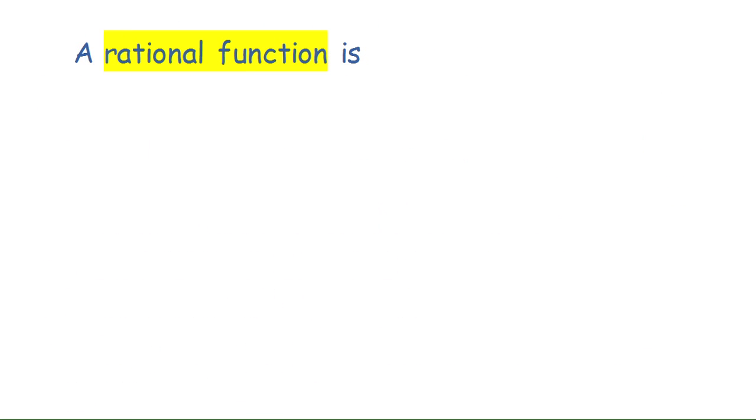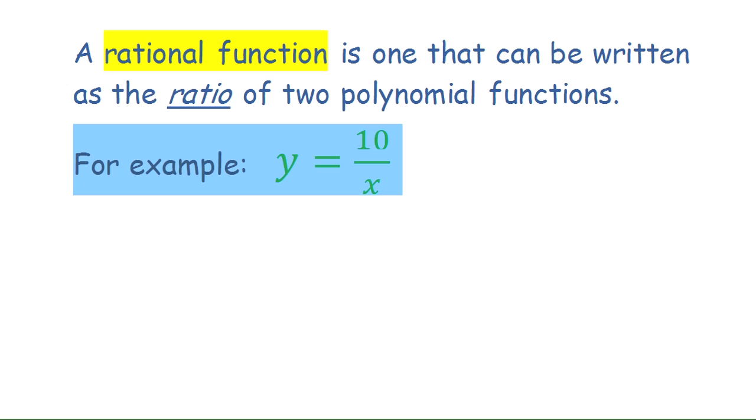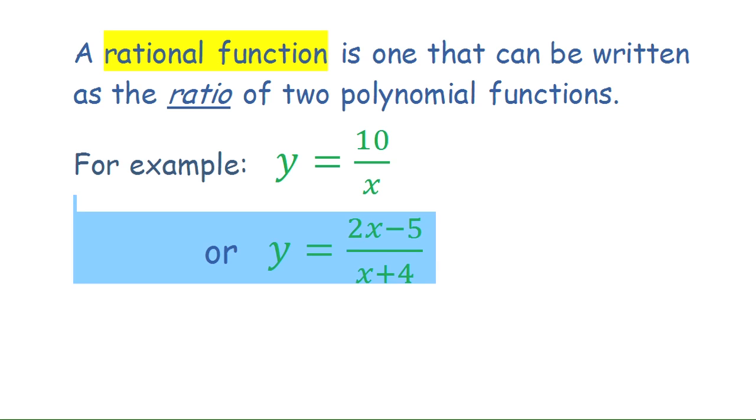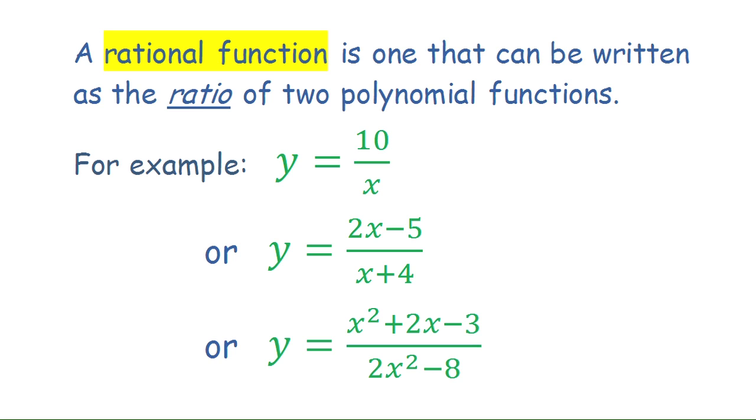A rational function is one that can be written as the ratio of two polynomial functions. So it can be as simple as something like y equals 10 over x, or it can be the ratio of two linear functions like that, or it can be the ratio of two quadratic functions or higher, or any kind of combination of any of those things. In general, it's an algebraic fraction, a way of thinking about it, right? Where you have polynomials on the top and the bottom. One of the polynomials can be a constant term like that, or they both can involve variables. That's what a rational function is.